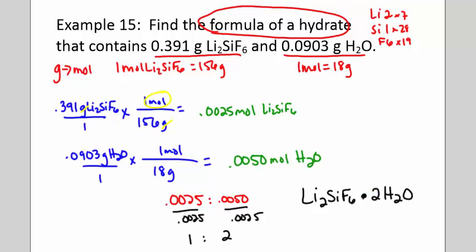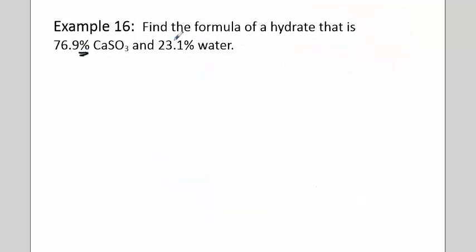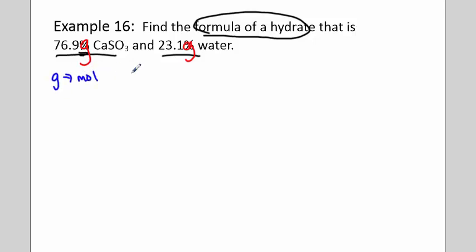Let's look at another example. In this case we have percents. Again, we're finding the formula of a hydrate that has 76.1% calcium sulfite and 23.1% water. Remember with percents, all we have to do is assume we have 100 grams and we can make those percents be grams. So we need to do 2 mole conversions, grams to moles. For calcium sulfite, I know that 1 mole is equal to 120 grams. And I know water is 18 grams per mole.